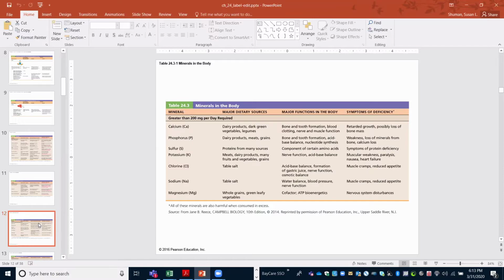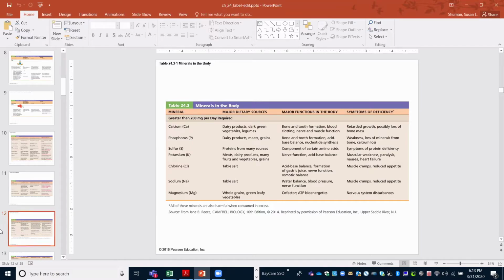Iodine, you need it for, what do you need iodine for? Just curious. The thyroid. Exactly, the thyroid hormones, the thyroxine, triiodothyronine, right? So things like that, manganese, zinc, right? There are some things that you need in trace amounts.